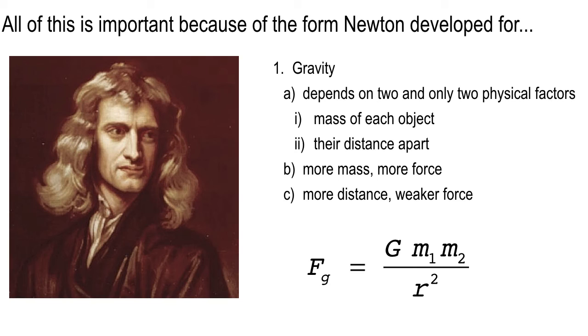And capital G is a numerical factor that he put in his formula so that the product of kilograms times kilograms divided by the square of a meter would give him newtons of force. So a newton of force has got to be kilogram meter per second squared. Now there's no seconds up there.